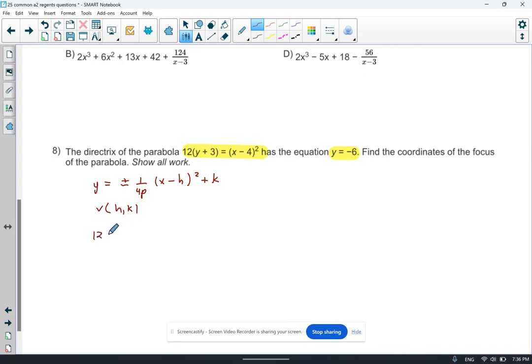So when they give you the equation, the majority of the time what you want to do is put it into standard form. And to do this, I'm going to put that invisible 1 back there. So I'm going to divide both sides by 12, and I get y plus 3 is equal to 1 over 12 times (x minus 4) squared. And now we're almost in the regular equation form. I'm going to subtract 3 from both sides.